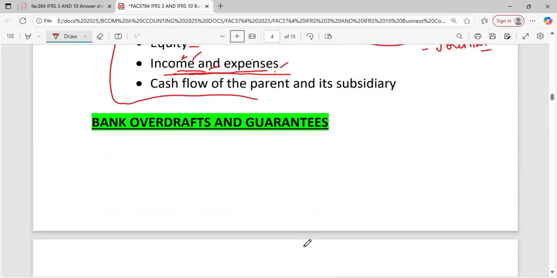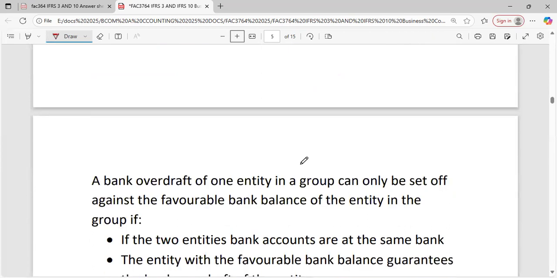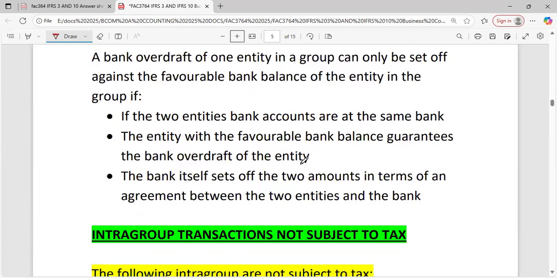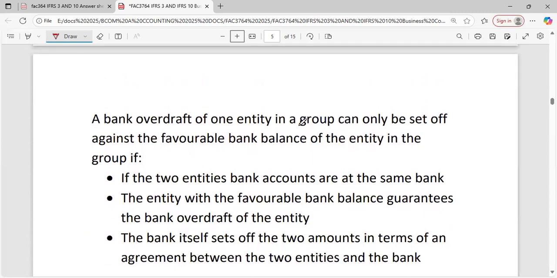Then there's also this theory. This is one of the questions that you can come across through your theory question. How do you treat a bank overdraft and guarantee between banks of the subsidiary and the parent? Right. This one normally comes as a theory question, I see it sometimes in some of the theory questions. So here we're now saying a bank overdraft of one entity in a group can only be set off against the favorable balance of the entity in the group.